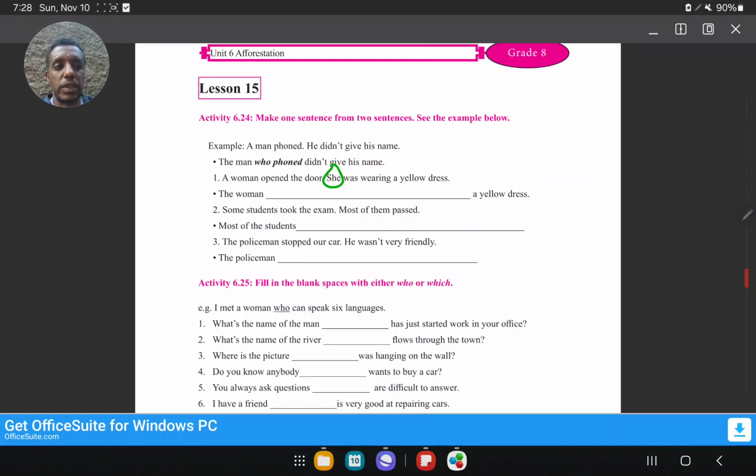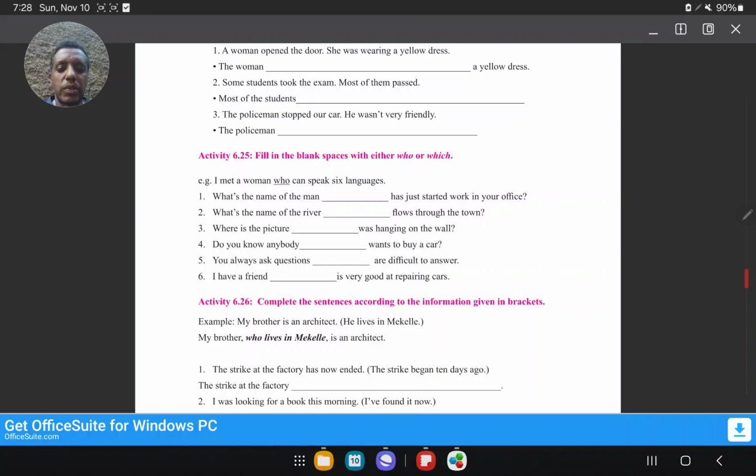So don't use the pronoun he or she. You can replace it with who. That's the right answer. Come to the next question, students. Don't forget, when the question refers to a person, you can use who. When it refers to things, you can use which. For both persons and things, you can use that. Okay.